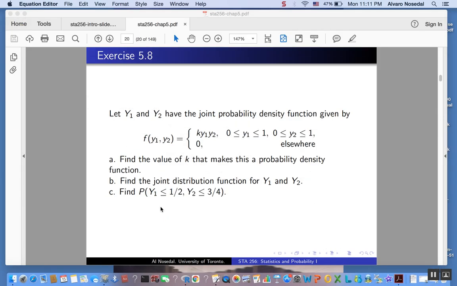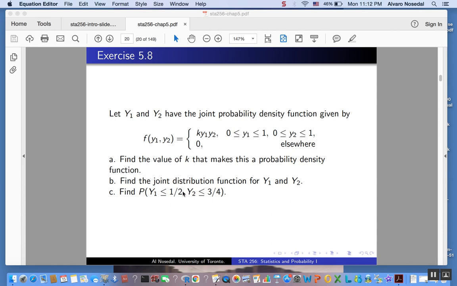Let's go back to what we want to do next. So we want to find this probability: the probability that y1, the first random variable in our joint probability density function, is less than or equal to 1/2, and the probability that y2 is less than or equal to 3/4, right? Okay, now I want you to take a close look at it. Tell me, does it remind you of something that you have seen before?